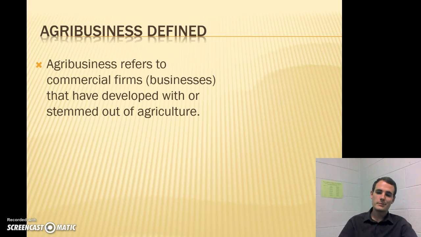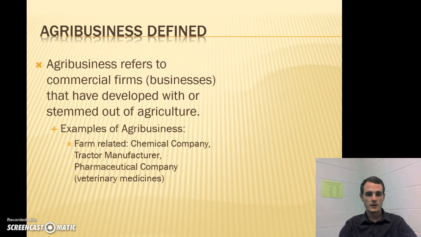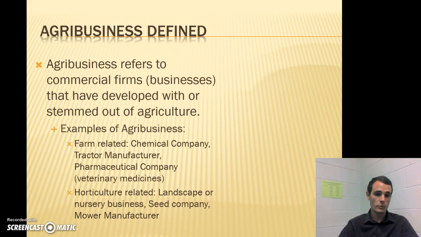All right, an agribusiness. An agribusiness refers to commercial firms, meaning businesses, that developed with or stemmed out of agriculture. So an agribusiness, you take apart that word, you have agriculture and you have business. So if it deals with agriculture at all, it is called an agribusiness. A tractor supply company would be a farm-related agribusiness.